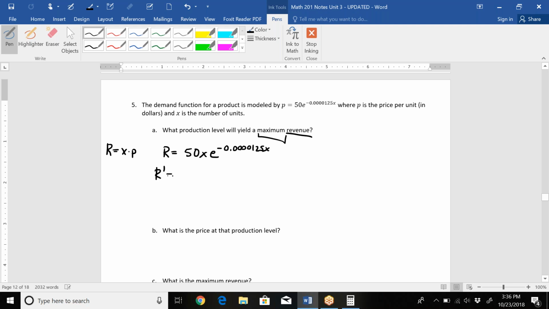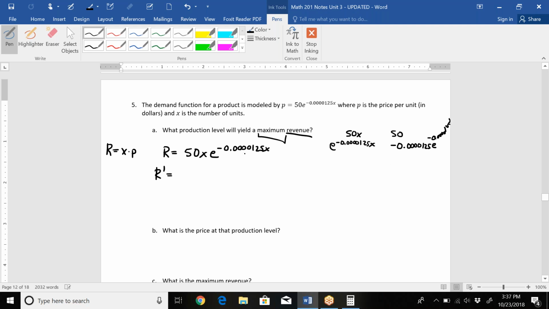So r prime, okay, because there's an x out here with the 50, that means this is a product rule. So I have 50x, which is the derivative of 50. I have e to the negative 0.0000125x. So notice those are 4 zeros, I just counted them. And I need to take the derivative of that. So it's going to be the same e to the x, but you're going to times it by that big old decimal for the chain rule. So I'm going to bring that to the front just so it's easier to see. And that's really long to write.